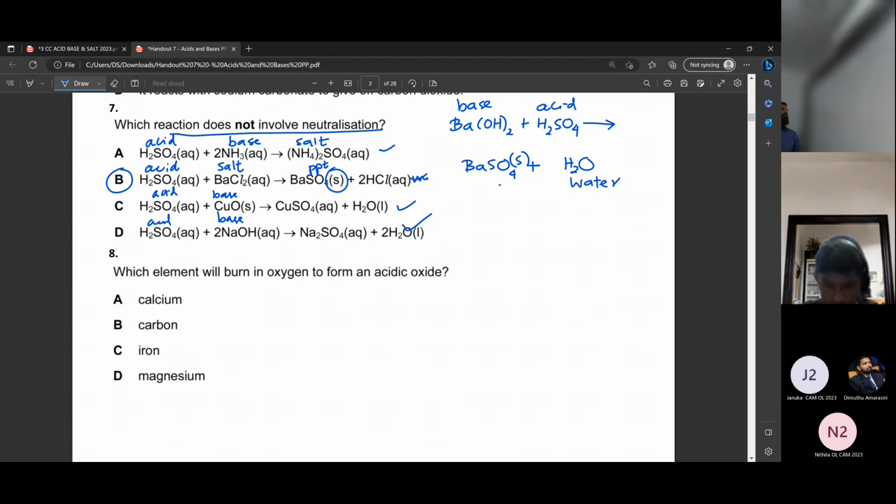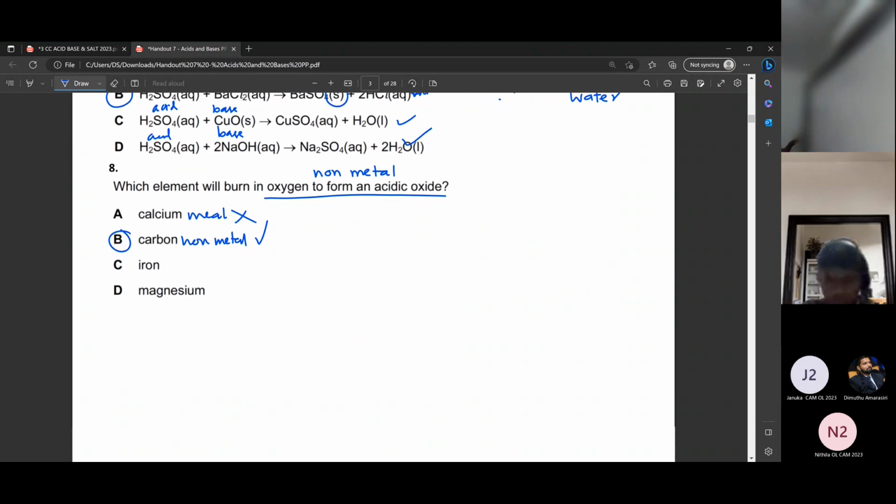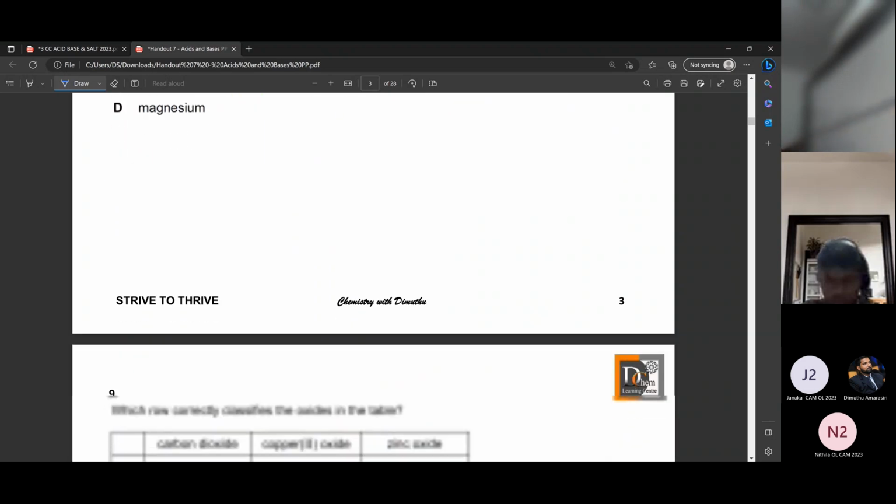Right? Which element burns in oxygen to form acidic oxides? Acidic oxides are produced from what elements? Non-metal elements. So calcium is a metal, calcium oxide is a base. Carbon is a non-metal. It produces carbon dioxide, which is an acidic oxide. So that's the answer. Iron is a metal. Magnesium is a metal. Those are old school comedies.